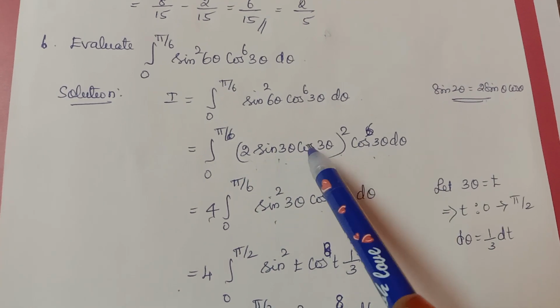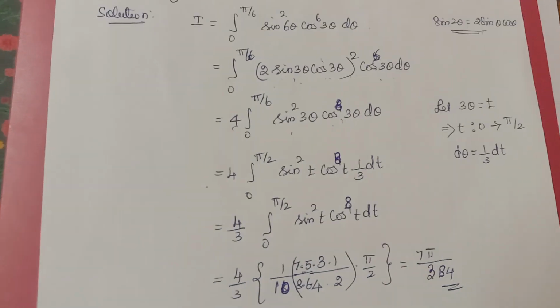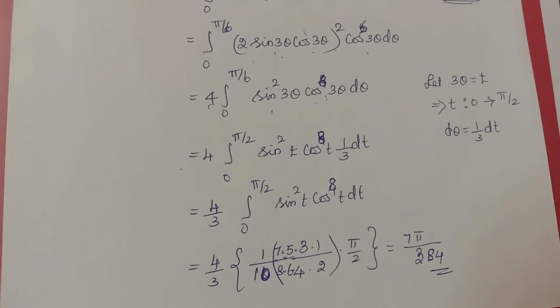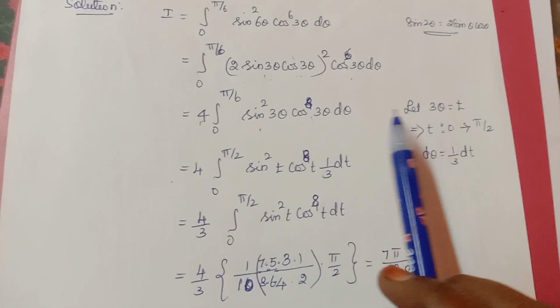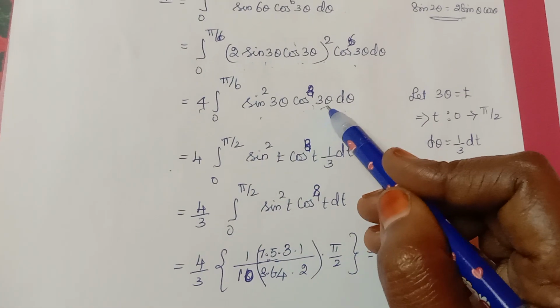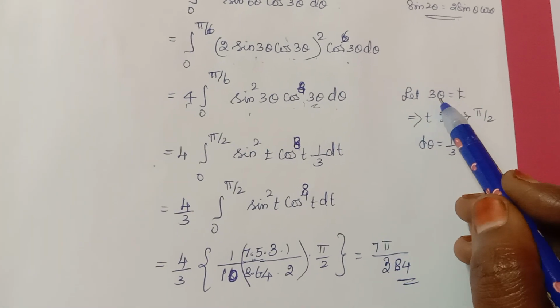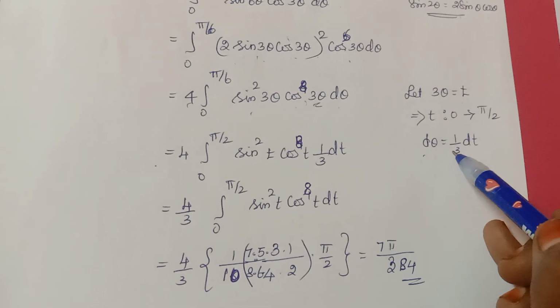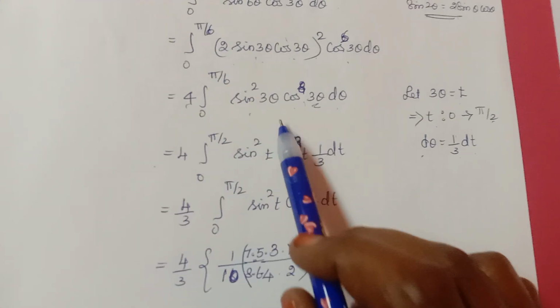Already here 6 is there, here also power 2. So total it will be what? Power 8. So sin square 3 theta into cos power 8 of 3 theta, right, into d theta. Now as it is we cannot do it, because here it is d theta but here it is 3 theta, no? So let me change 3 theta equal to t. So 3 theta equal to t means what? d theta equals 1 by 3 into dt, and t varies from 0 to pi by 2. Okay, let us make the substitution.